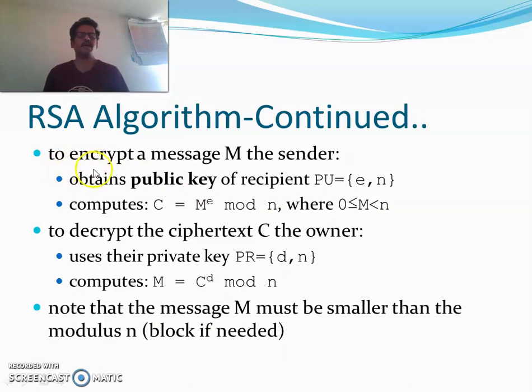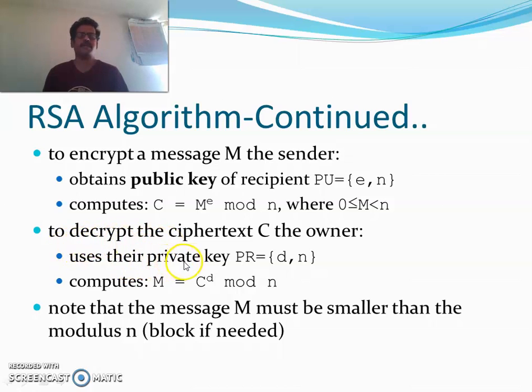So this is the formula for encryption. The sender obtains the public key of the recipient, PU equal to E comma N, and computes the encryption using the formula C equal to M power E mod N, where M is our original message or plain text, C is called the ciphertext, and E is our encryption key.